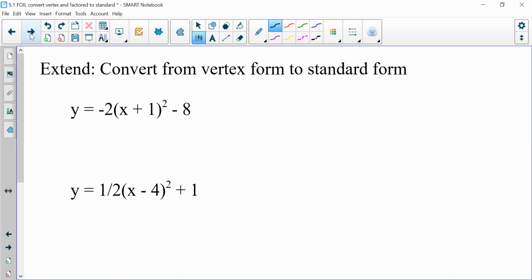So far what we've been doing is taking factored form and converting to standard, but what if I asked you to convert vertex form into standard? So this is taking chapter 4. I know this first parabola is opening down, it's been stretched, and the vertex is at -1, -8. But what if I needed the y-intercept? What if I needed standard form? Suggestions on how I would do that?